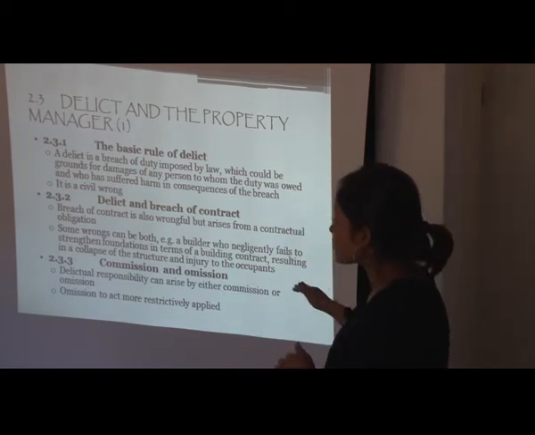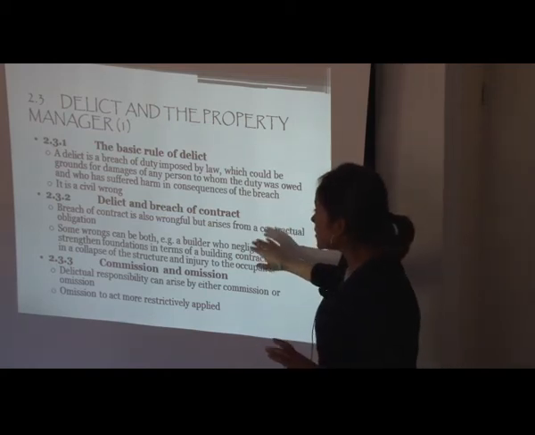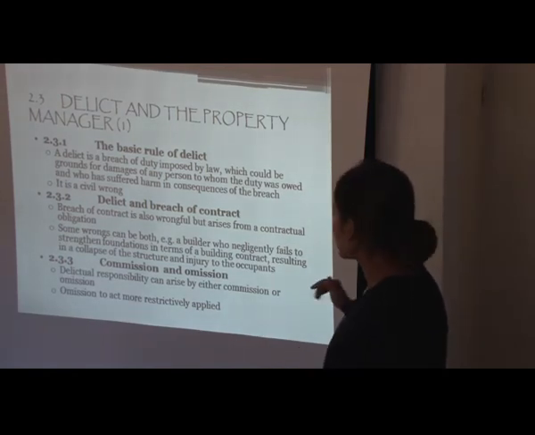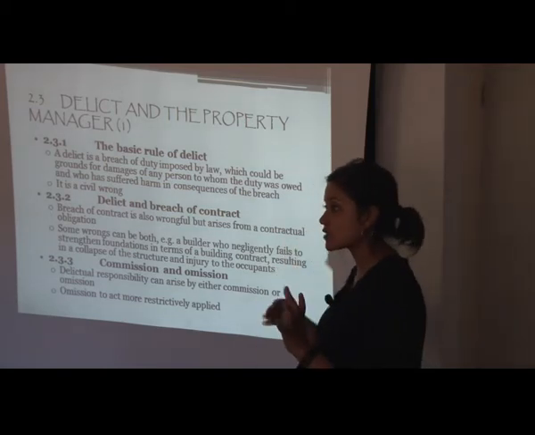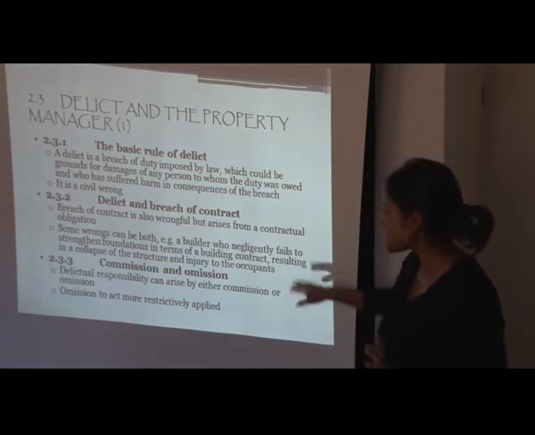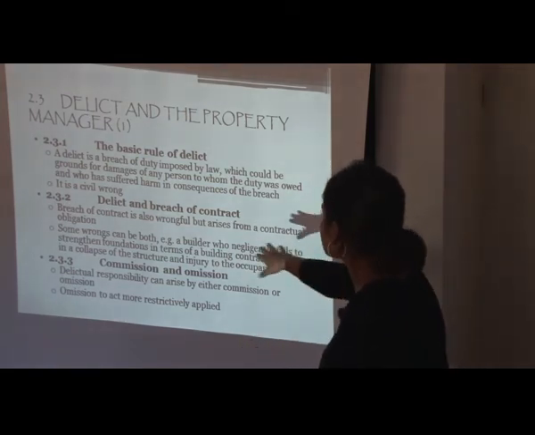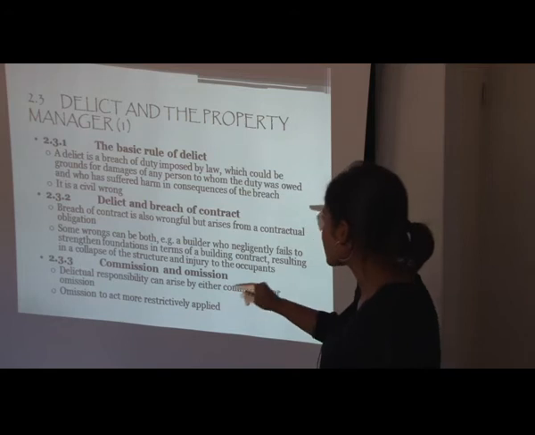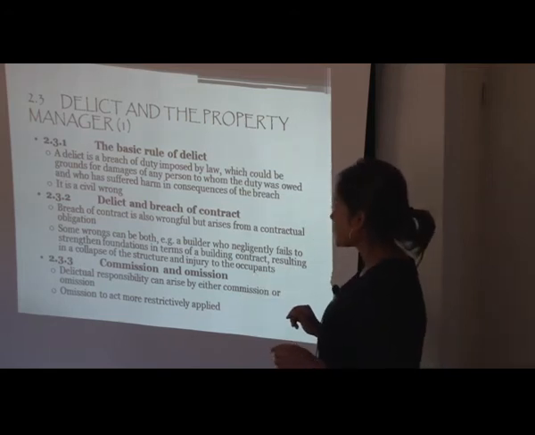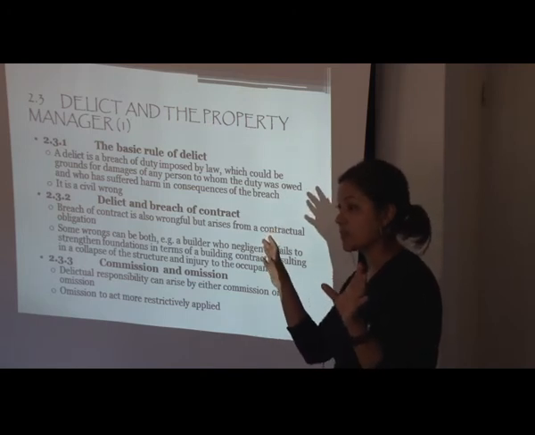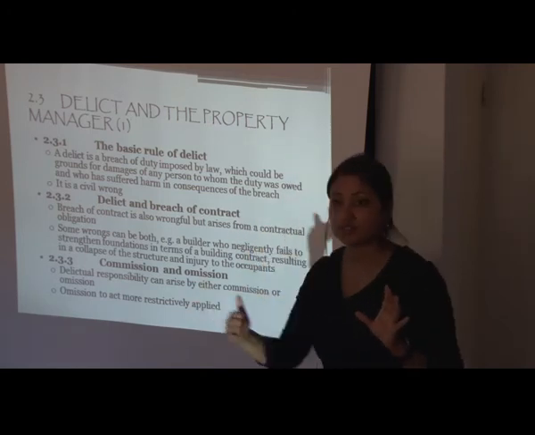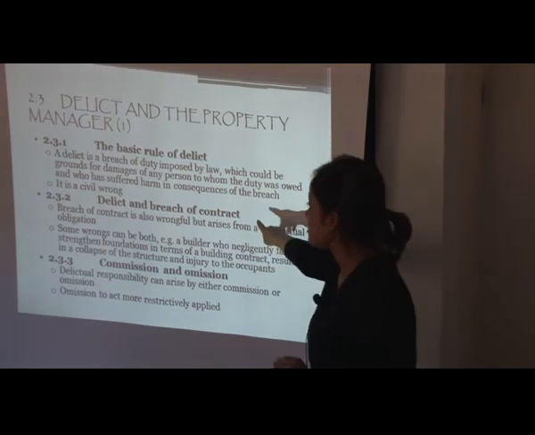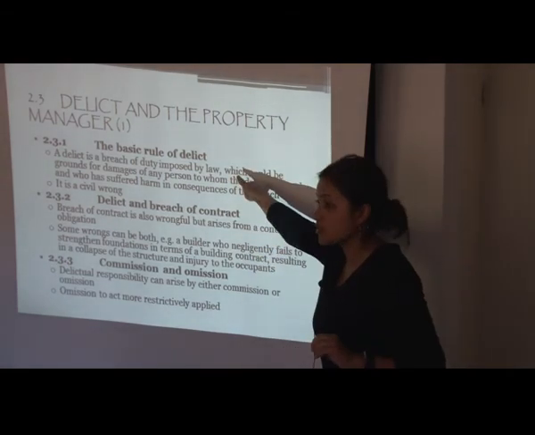Now, delict and breach of contract, this is where it becomes interesting, right? A breach of contract is also wrongful but arises from a contractual obligation, right? So I'm now bound by my contract to ensure certain things must be done. Some wrongs can be both. Let's use the example of a builder who negligently fails to strengthen the foundations in terms of a building contract, resulting in the collapse or structural injury to the occupants, right? So there was delict there and breach of contract. His contract with the landlord said that he had to set it up in a certain way, and he did not, so he's in breach of his contract, and he is in breach of the law.